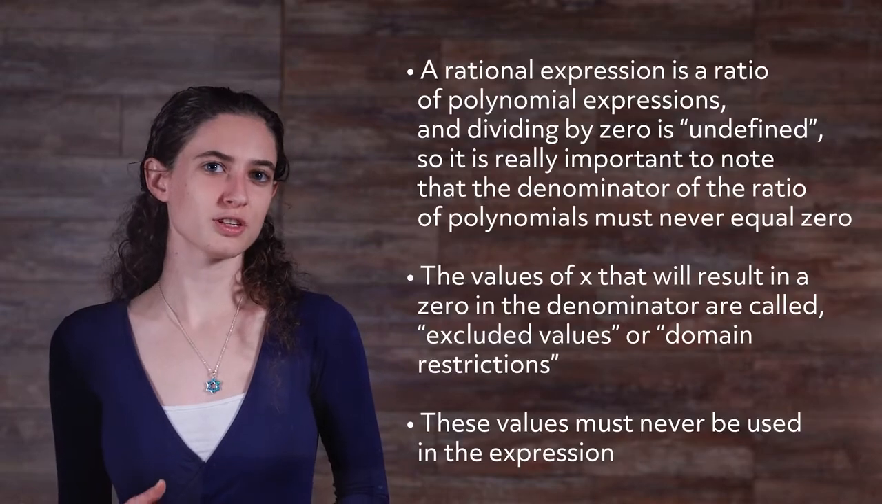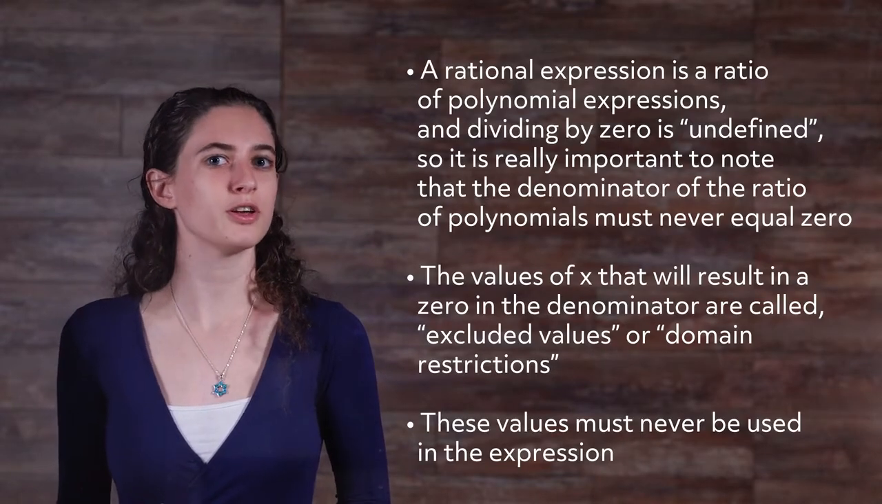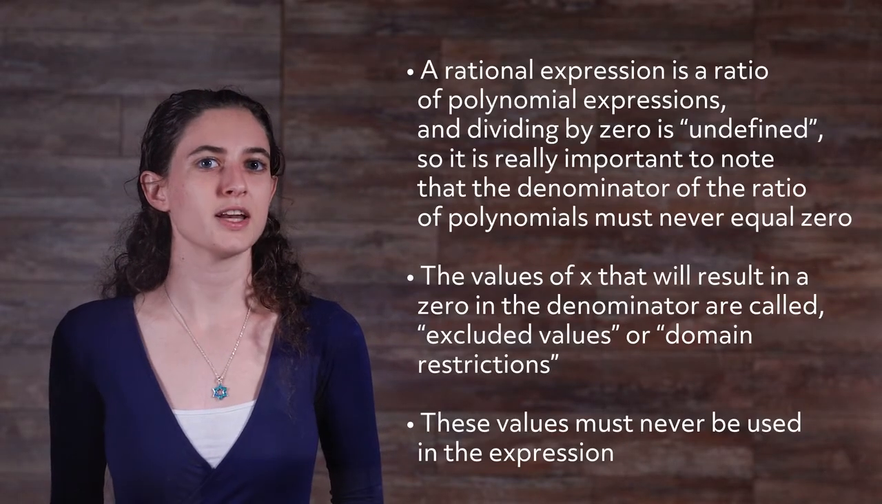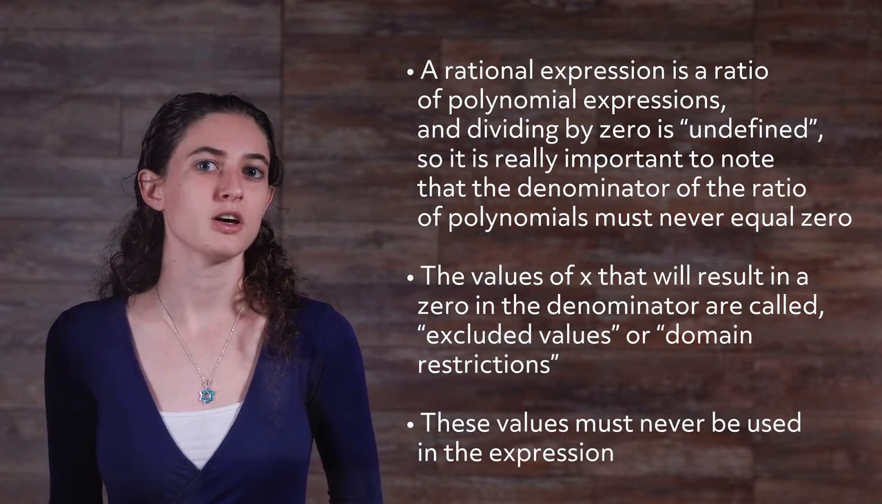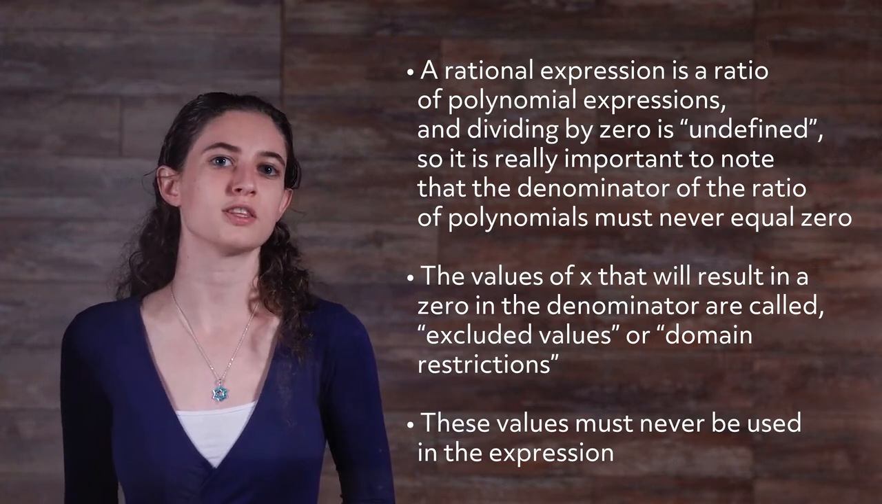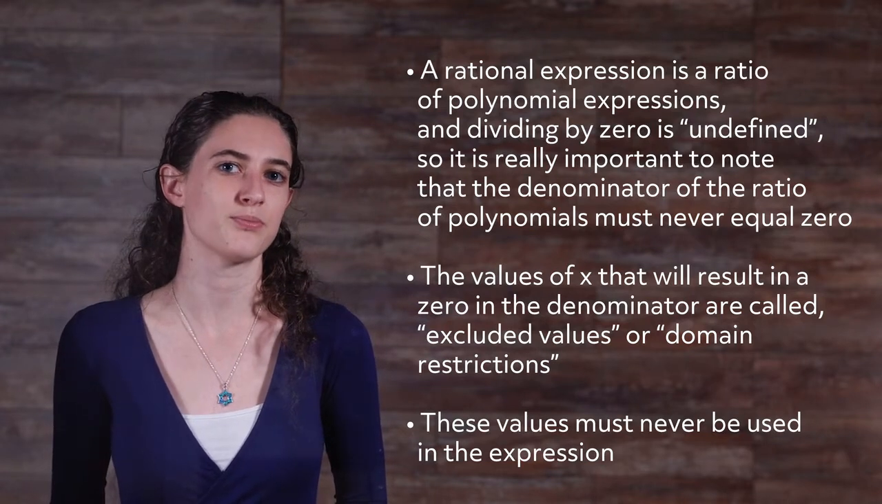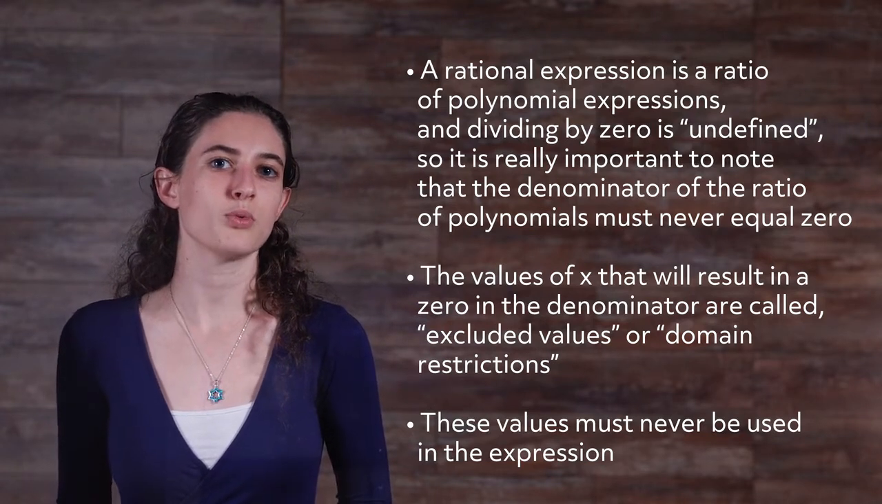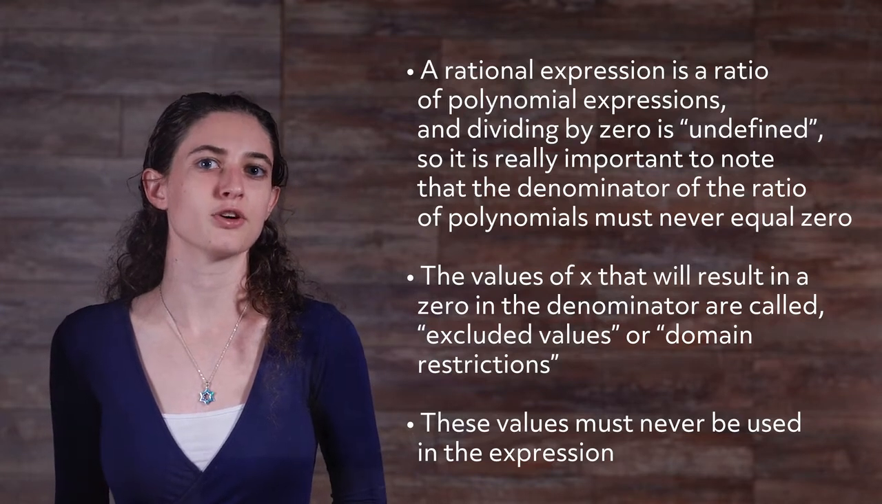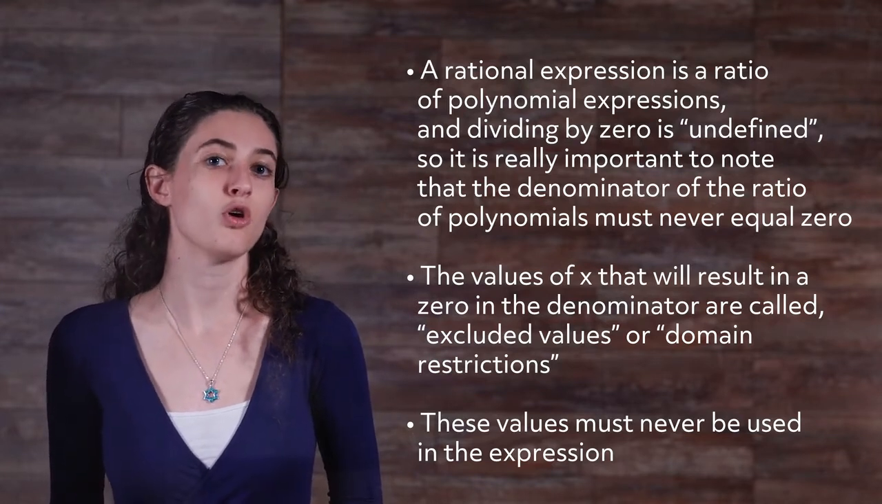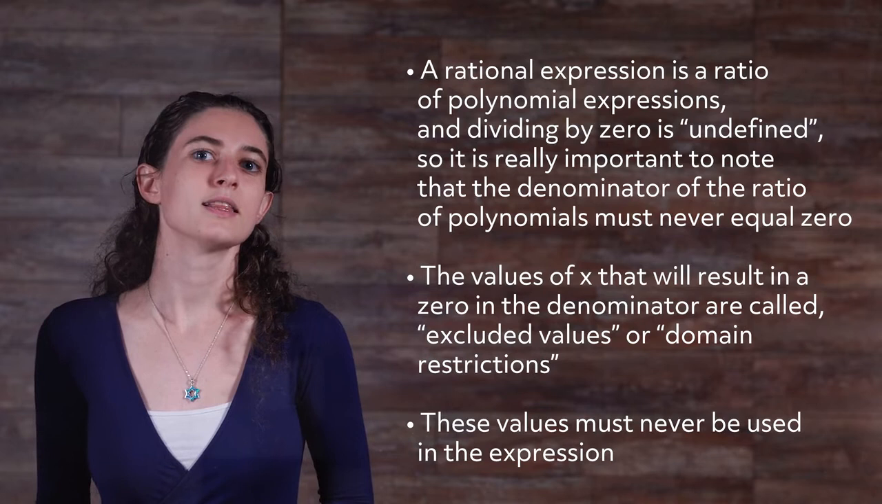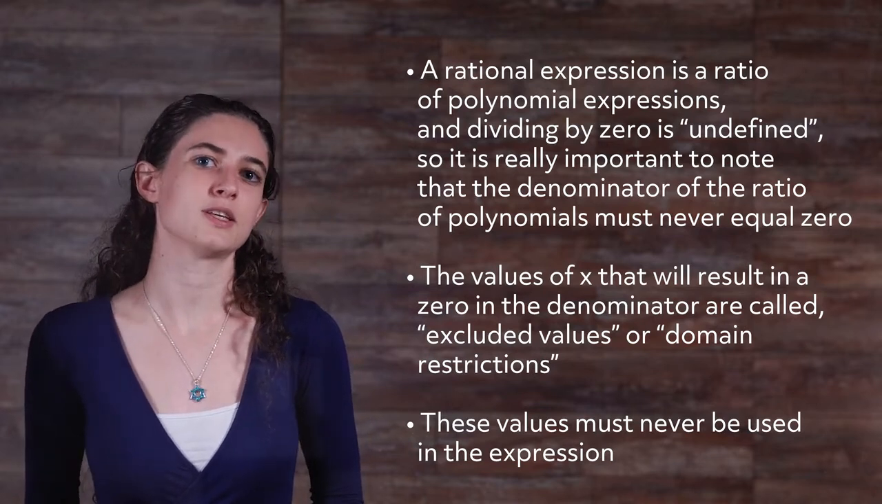Remember, a rational expression is a ratio of polynomial expressions, and dividing by zero is undefined. So it is really important to note that the denominator of the ratio of polynomials must never equal zero. The values of x that will result in a zero in the denominator are called excluded values, or domain restrictions. These values must never be used in the expression.